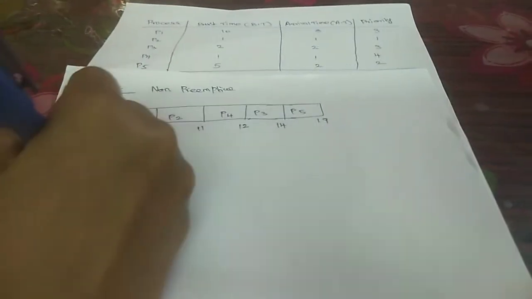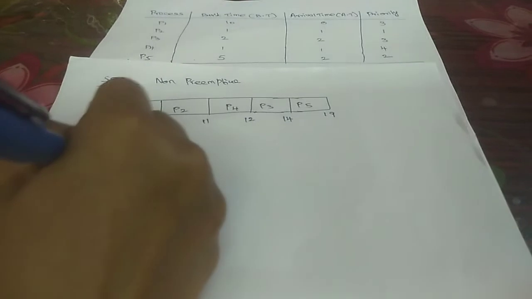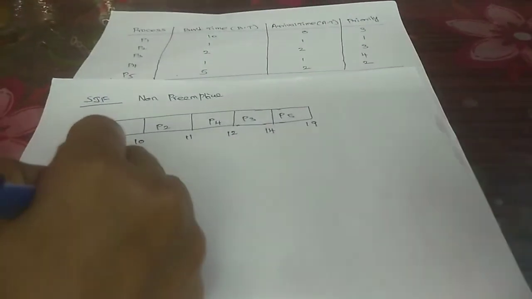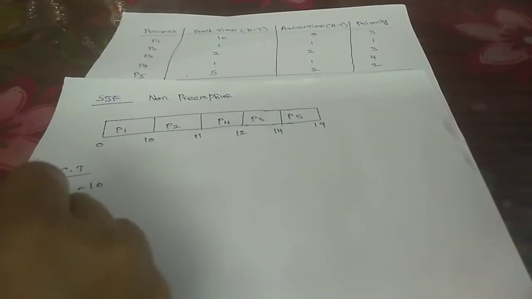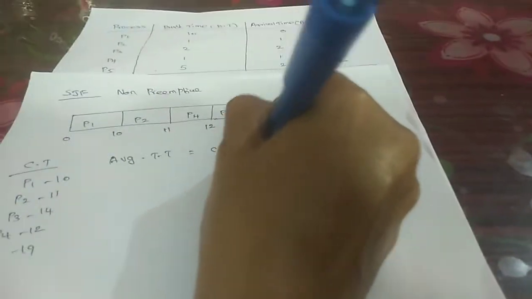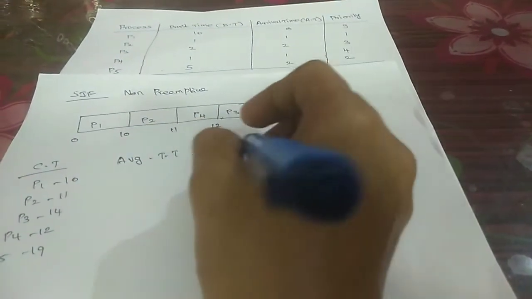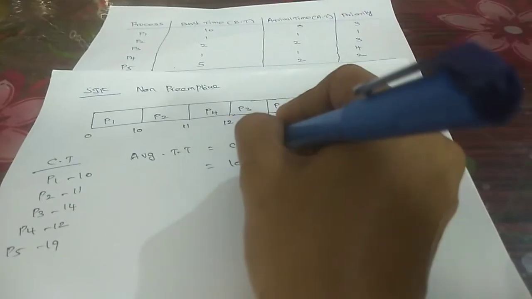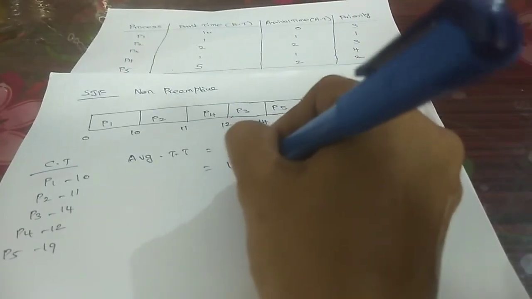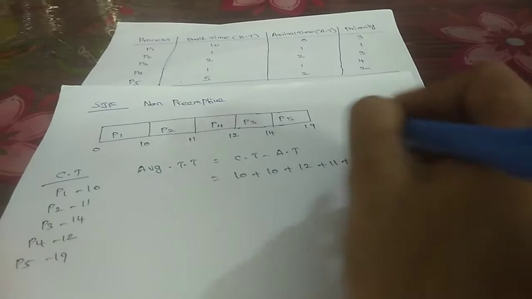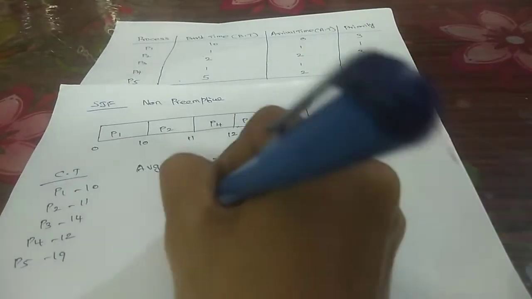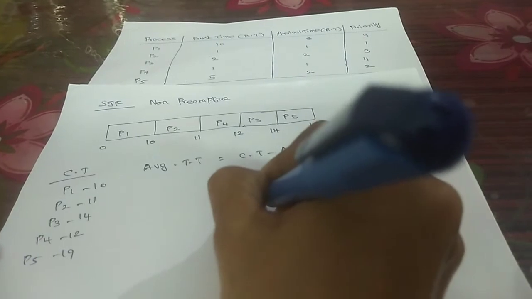Next we are going to calculate the CT, that is completion time. P1 is 10, P2 is 11, P3 is 14, P4 is 12, P5 is 19. Next we are going to calculate the average turnaround time. The formula for turnaround time is CT minus AT. So we have 10, plus the next process is also 10, next for process P3 12, next for process P4 11 and for the next process P5 17, divided by 5. We have 5 processes, so 12 milliseconds.